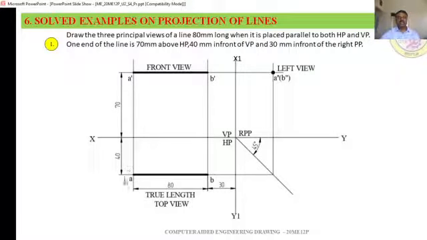This is the front view and this is the top view of the line. Now to locate the other end, true length 80 mm is given. So from here you measure true length 80 mm, horizontally, because the condition is parallel to VP. So you draw a horizontal line and locate the point B dash. Now from B dash, just draw a vertical projector to meet this at B, and you draw a horizontal projector or just connect A and B.